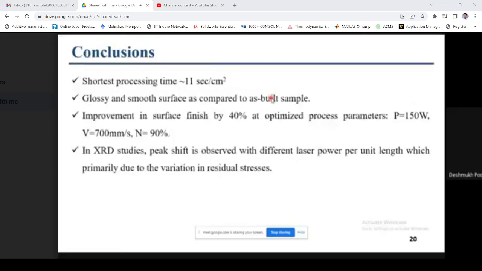So the conclusions of this work: laser polishing requires a very short processing time, in the range of 11 seconds per square centimeter in my study. Glossy and smooth surfaces are obtained as compared to the as-built sample. The optimum improvement in surface finish observed is 40%, at the optimized parameters of 150 watt, 700 mm per second, and 90 percent overlap. In XRD studies, we observed that there is a variation in residual stresses. That's why the peak shift is observed.